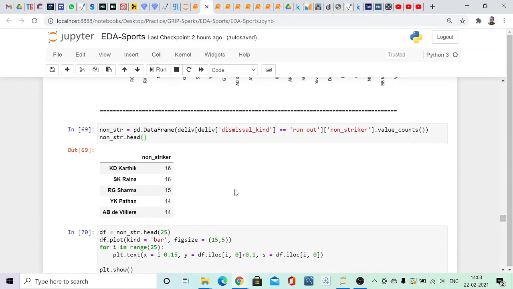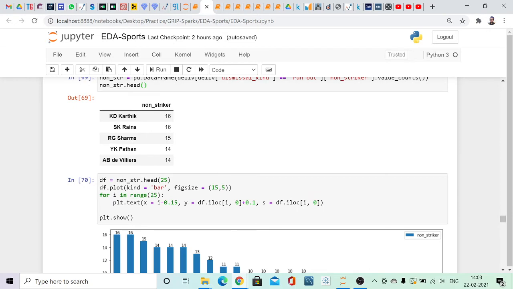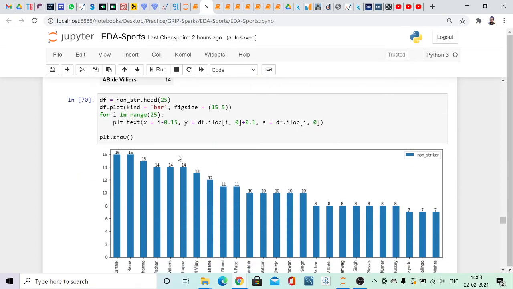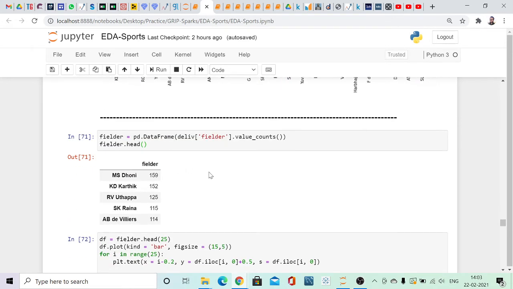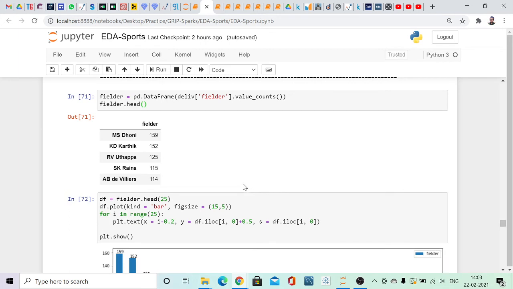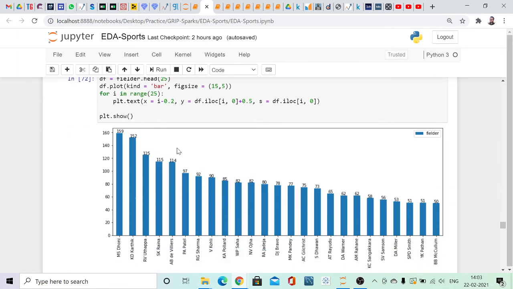Now let's look at the non-striker also. Their role is important while running. So we can see who has been on the non-striker while the batsman was run out. So this gives us a picture of relatively risky non-strikers while taking the run. We can also look at the fielders who have been involved in the dismissals. This graph gives us the involvement of fielder in the dismissals.